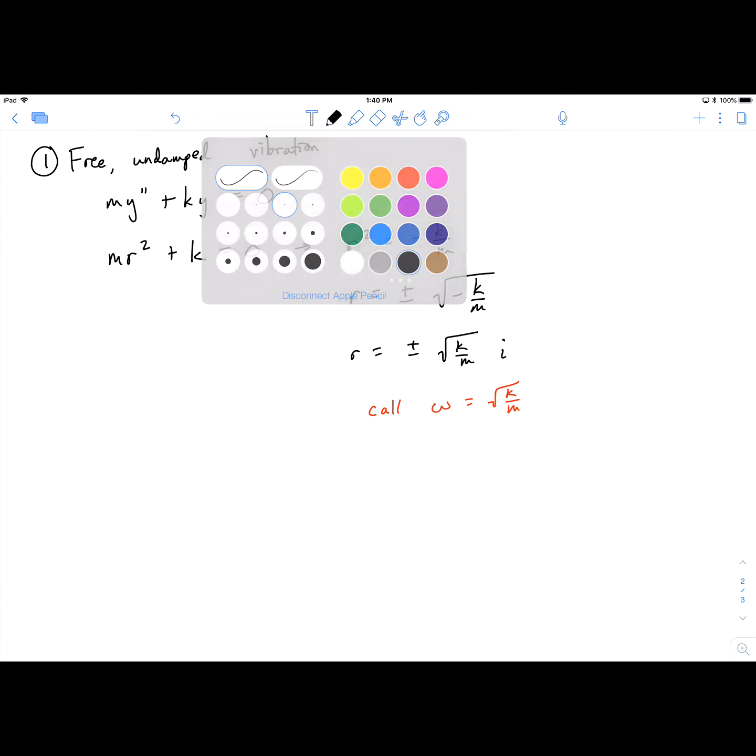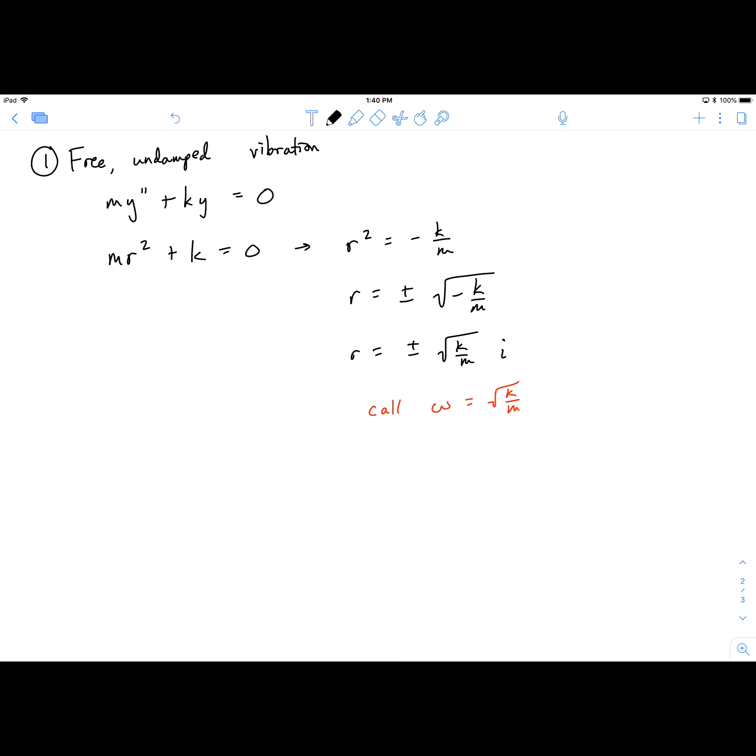So going back to the familiar forms for these homogeneous equations, with this complex form, our alpha is 0, and our beta is this omega. So the solution looks like this, where we have y of t equals c1 sine of omega t plus c2 cosine of omega t. And again, that omega is the angular frequency, so it relates to how quickly this oscillation happens. So that's one way to write down the solution.